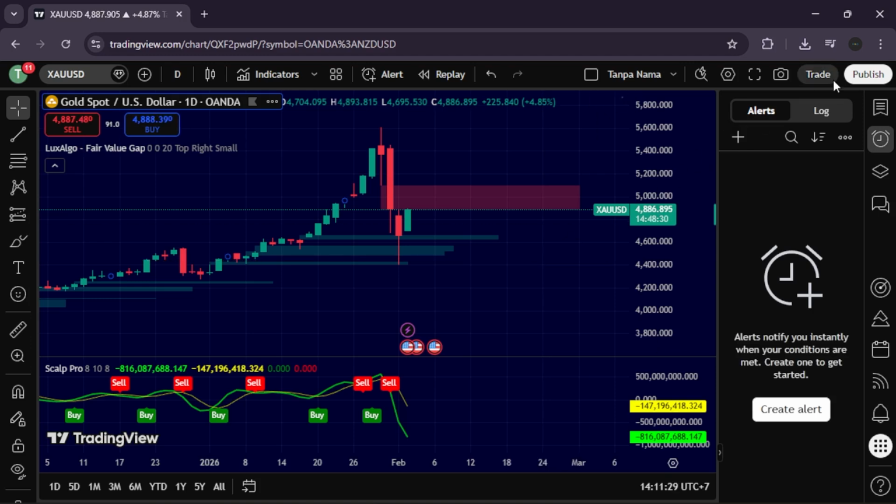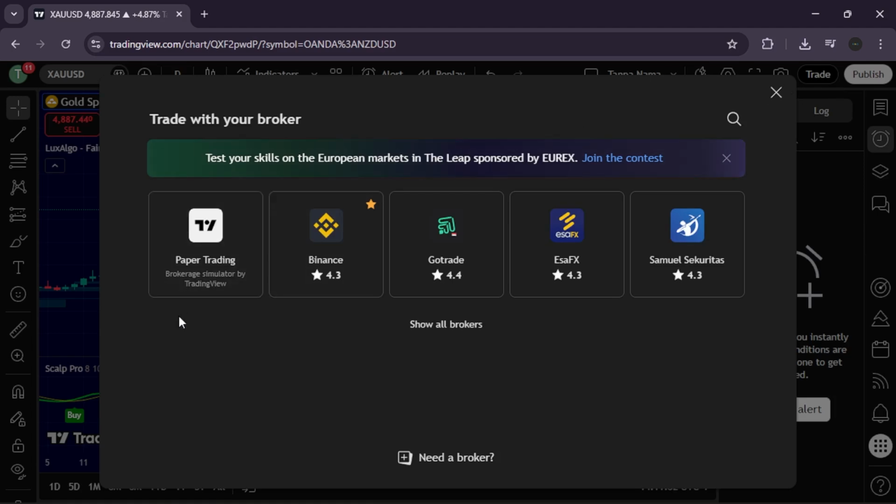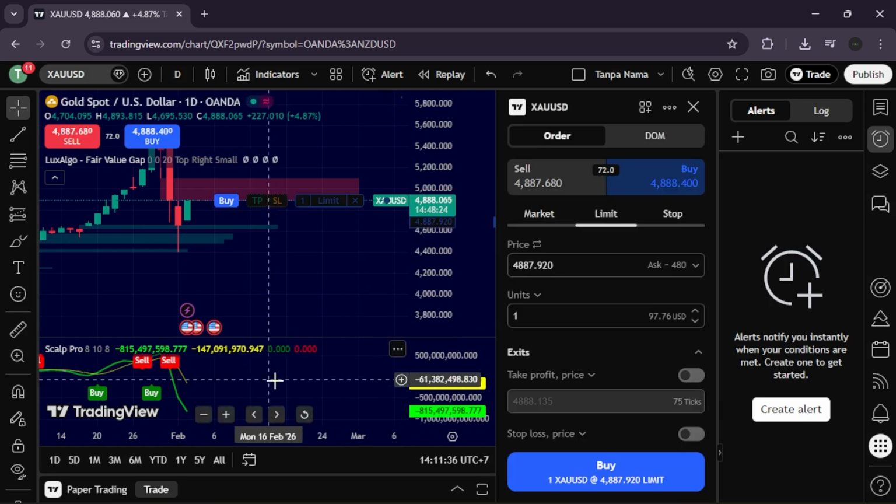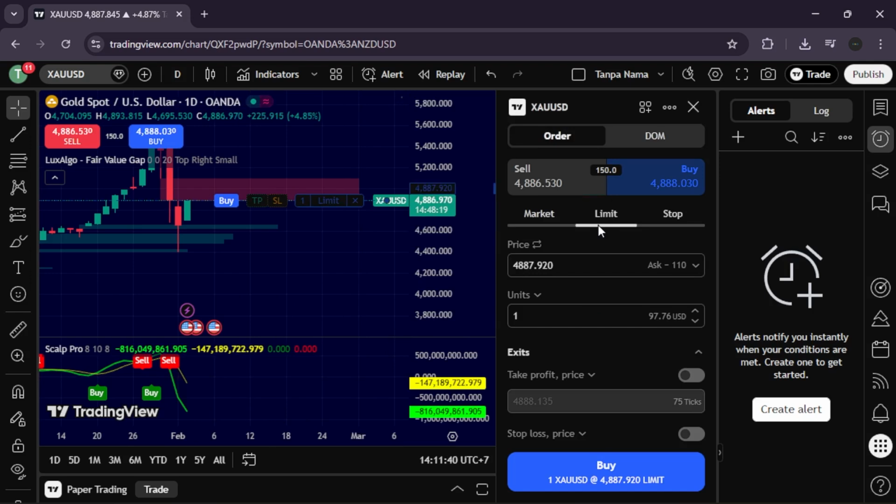First, navigate to the bottom of your screen and click on the Trading Panel tab. Look for the Paper Trading icon by TradingView and click Connect. This activates your virtual account with $100,000 of play money ready for you to start simulated trading.